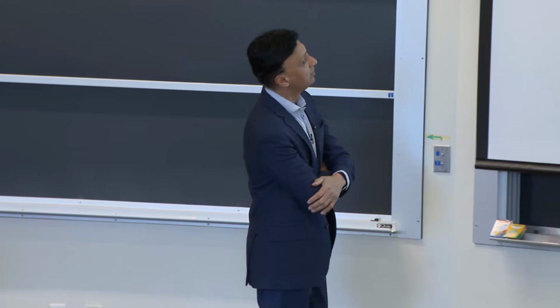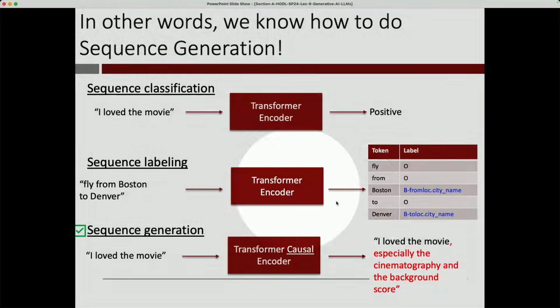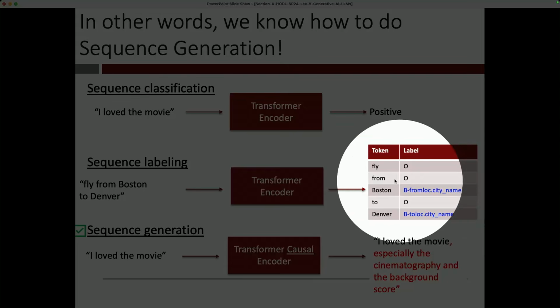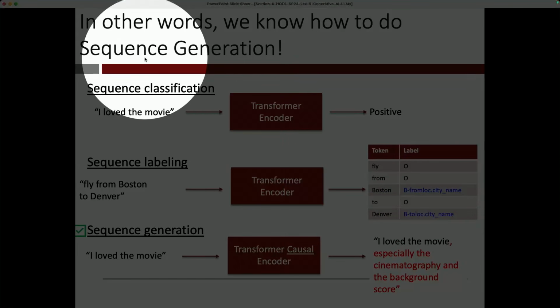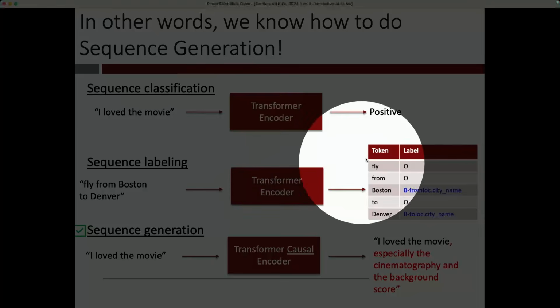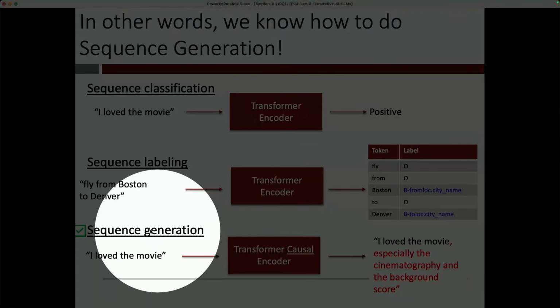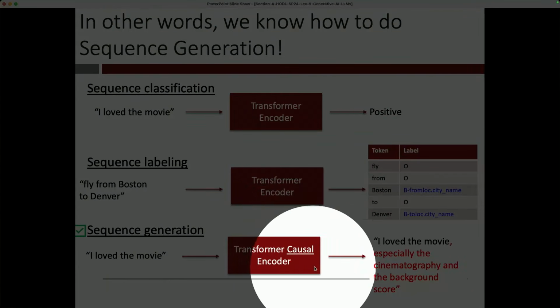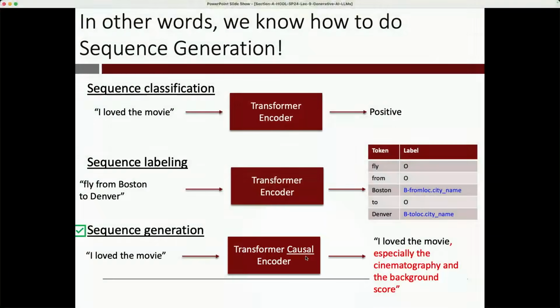All right. So now, in other words, we have learned how to do sequence generation. We already saw that we can do classification with BERT. We can do labeling with BERT-like models, which are trained on mask prediction. And for generating sequences, now we know how to do it. We just need to use a transformer causal encoder.